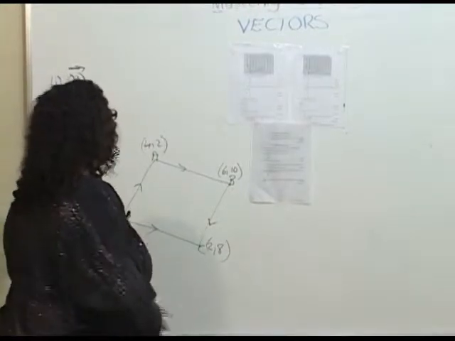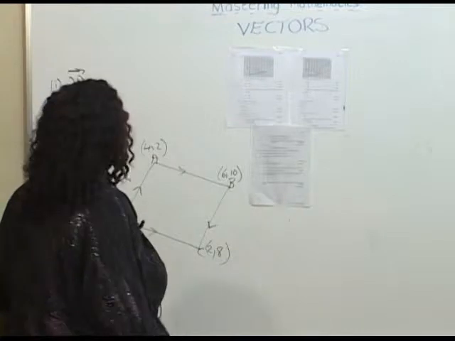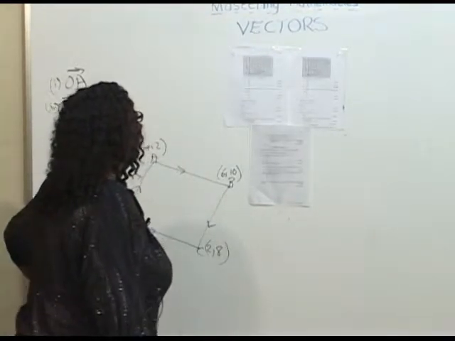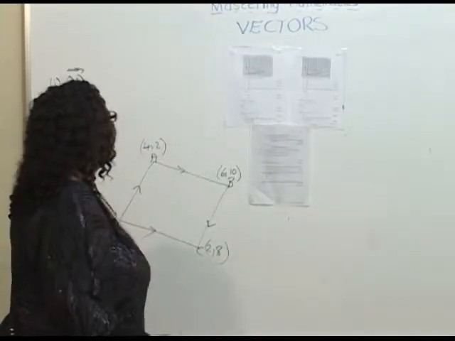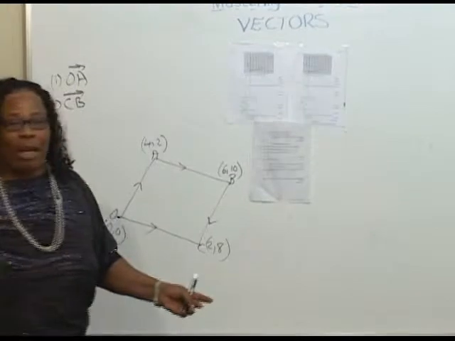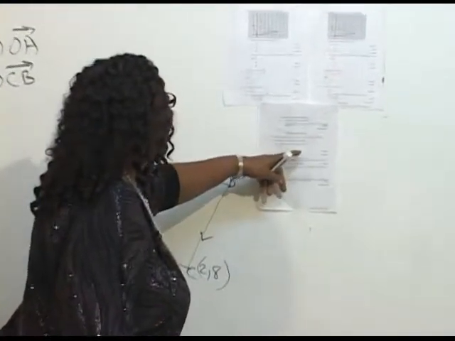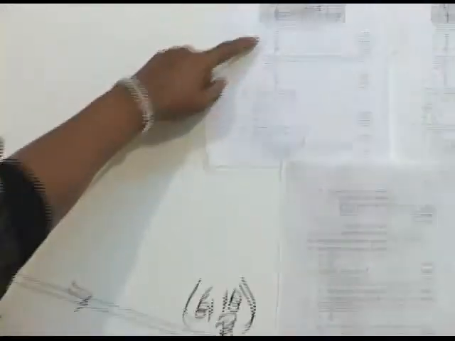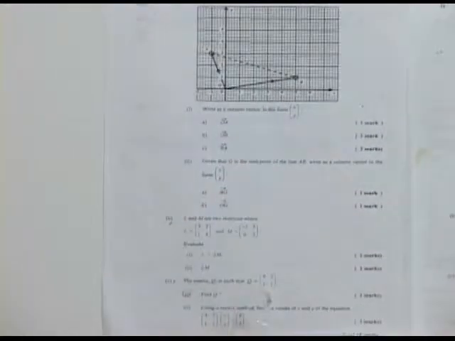So here we are. And in terms of what they're asking us for, what are they asking us for? Use a vector method to answer the questions which follow. And again, does this sound like a stock record? Write as a column vector in the form. And here it is. This was what we did yesterday. Write as a column vector in the form (x, y).